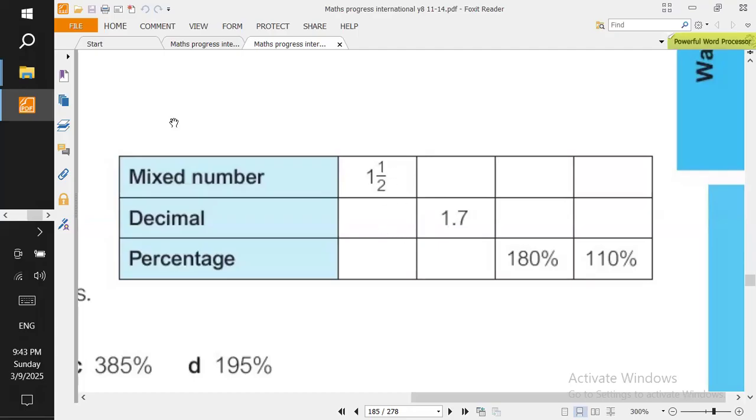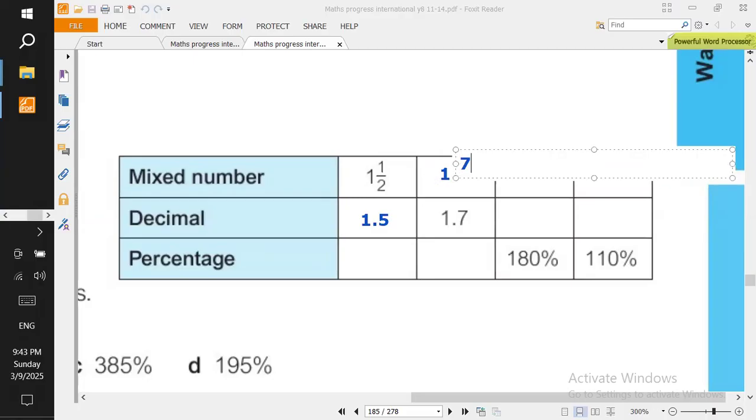Now, how do you do this? 1.5 as a decimal is going to be what? You can use the calculator here. It will give you 1.5, like this. Let's make it bigger. So this means that 1.7 is 1 and 7 over 10, like this. And this is the mixed number that we have from 1.7.